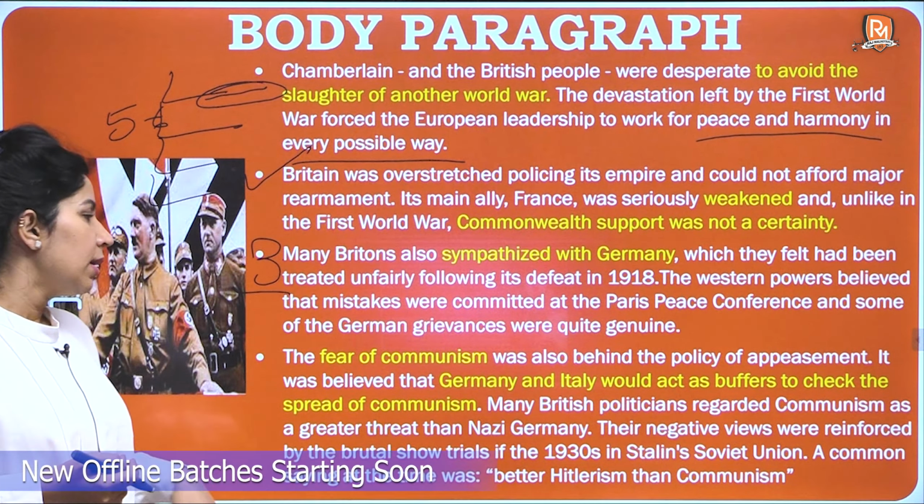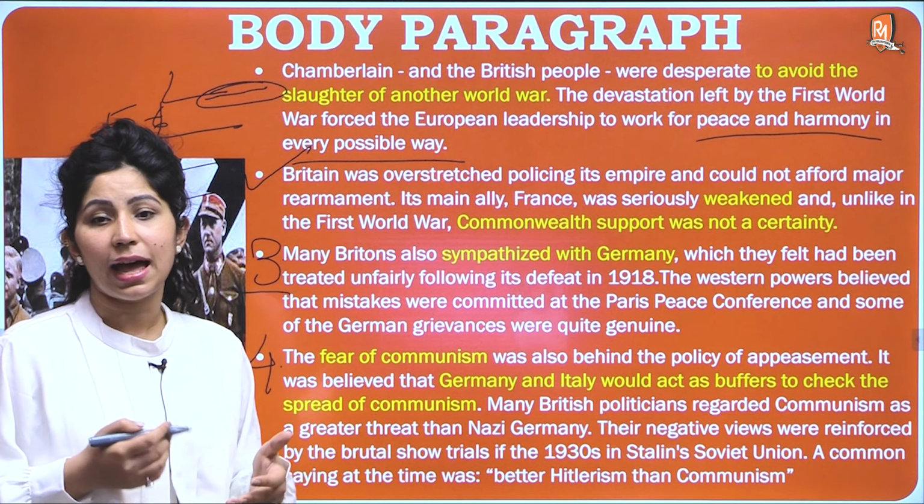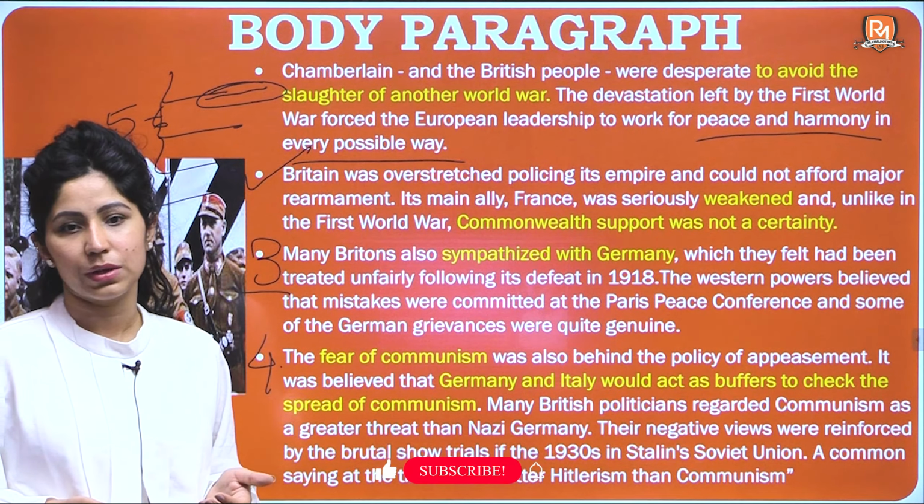The fourth one is very important, the fear of communism. After seeing the incidents in Soviet Russia, the fear of communism in the eyes of Western nations was so high that they dreaded communism more than they dreaded Hitler. So they did not consider Hitler as someone who could be so dangerous, but they considered communism very much a threat to their survival. So the fear of communism was also behind the policy of appeasement. It was believed that Germany and Italy would act as buffers to check the spread of communism.